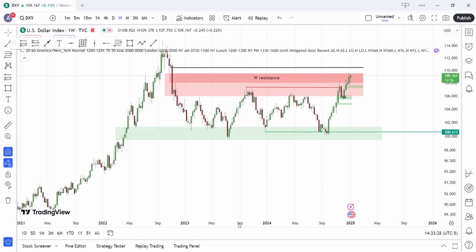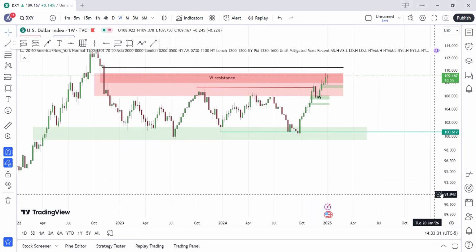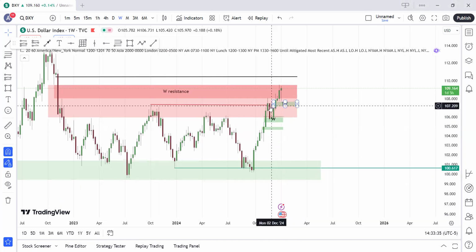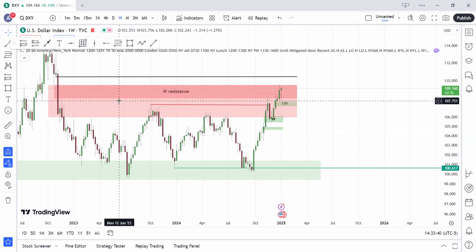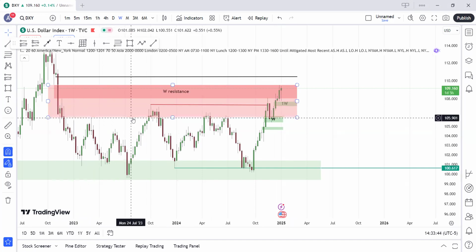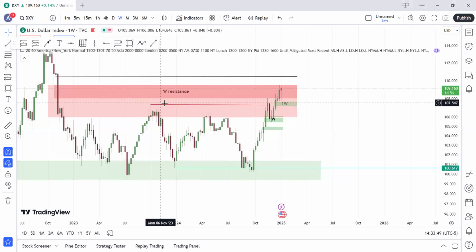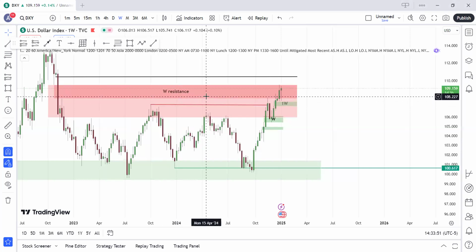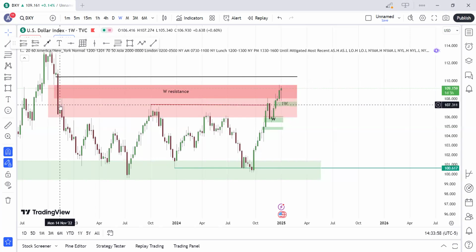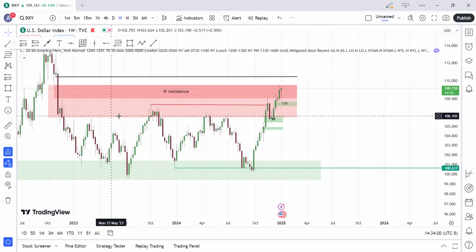Okay, so we're on the DXY currently, and we're on the weekly chart. From the last time, we are right here around these areas. First of all, the big red box, that is resistance on a monthly time frame, and then this one right here, that is resistance on a weekly time frame. So it's from this end to this end right here. I can extend it, but it's not necessary, so I'll use that.